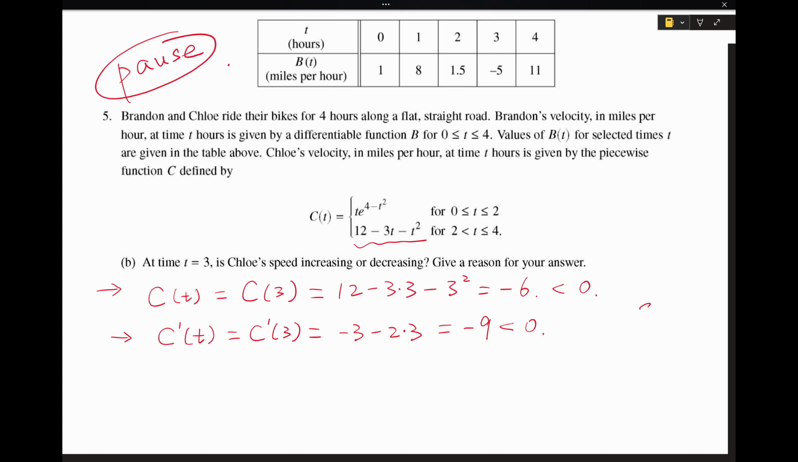Then the key point would be the sign of velocity and acceleration. If they are the same, we are going to have the speed increasing. On the other hand, if they are different, we are going to have the speed decreasing. So in this case, since the signs of velocity and acceleration are the same, we can say that the speed is increasing.